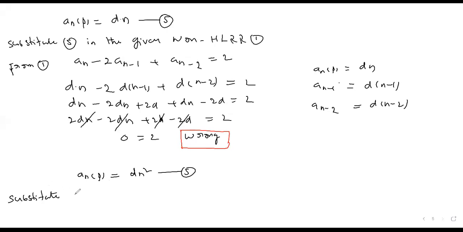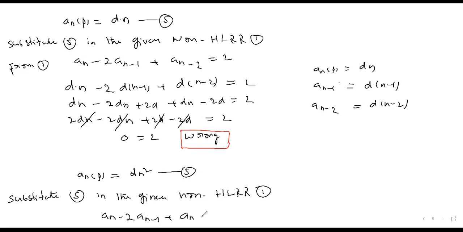Substitute 5 in the equation in the given non-homogeneous linear recurrence relation 1. Second equation already you know. What is the second equation? a_n minus 2a_{n-1} plus a_{n-2} equals 2. In this equation we have to substitute d n square.